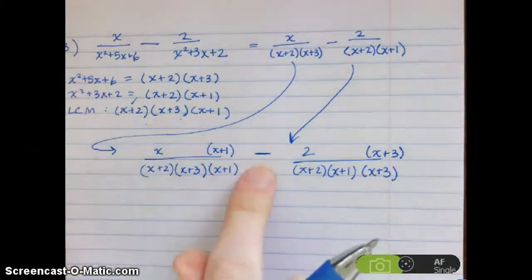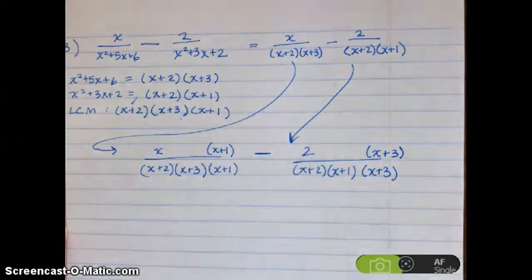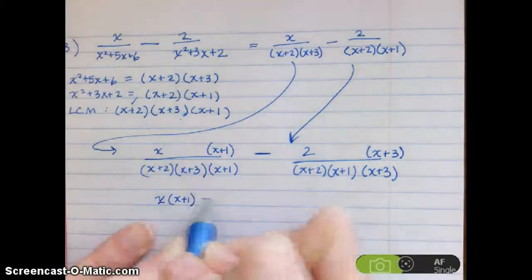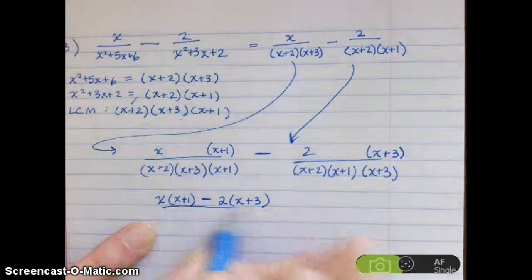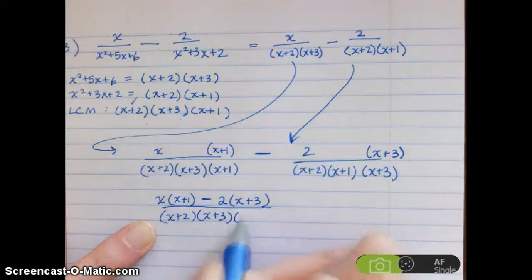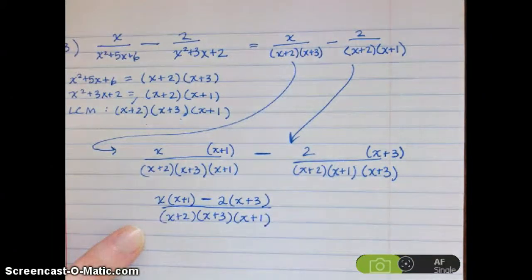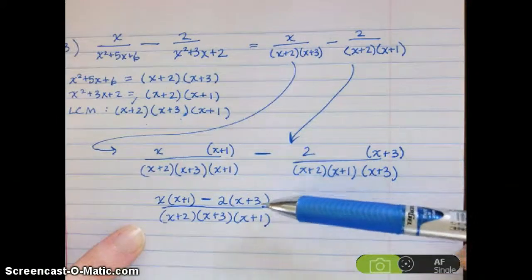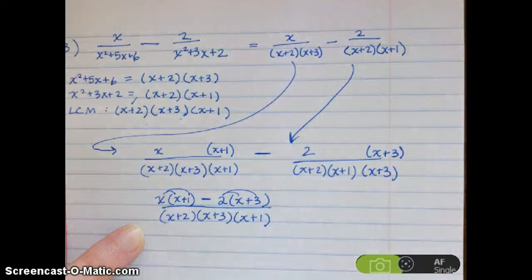Finally, I subtract. That means I subtract the numerators and I keep my common denominator. X times x plus 1 minus 2 times x plus 3 all over x plus 2 times x plus 3 times x plus 1. In this case, I need to keep going since I can combine like terms in the numerator. I'll multiply out the numerator and see what I can combine.